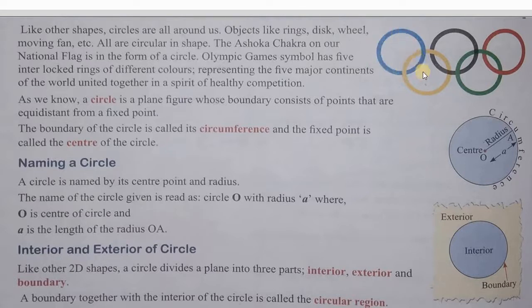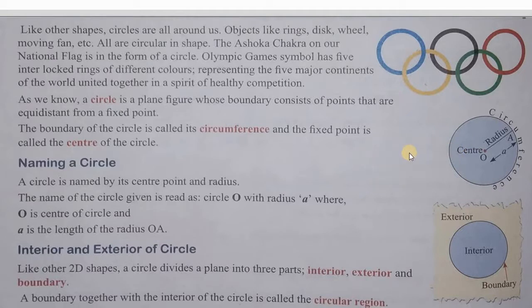Wherever there is a point, there are points which have equal distance, and they make a circle. So the boundary of the circle is called its circumference, and the fixed point is called the center of the circle. As you can see here, this boundary is called the circumference, and the fixed point is called the center.